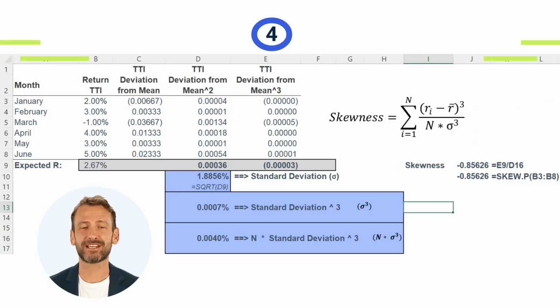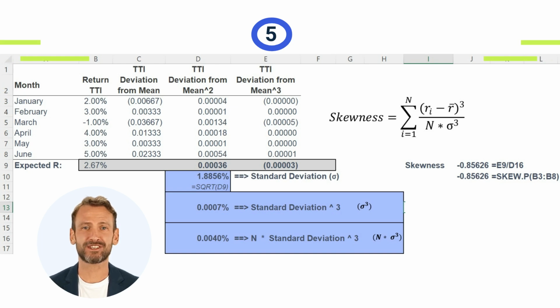The fourth step is to determine the denominator of the skewness formula. This is simple. You just need to cube the standard deviation and then multiply it by the number of observations. In this case, the result is 0.004%.